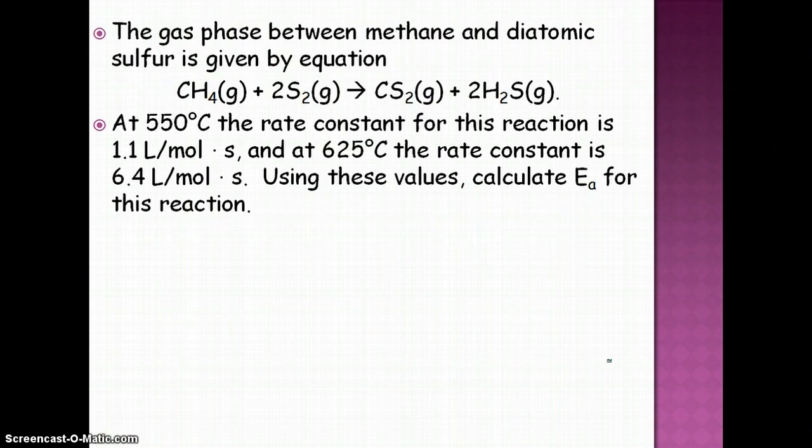All right, and the last example problem we have is the same thing, and I'm going to leave it for you guys. You get to calculate the activation energy using that same equation, and you have two different temperatures and two different rates.